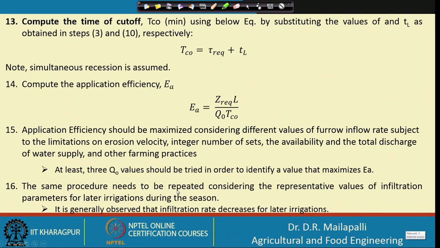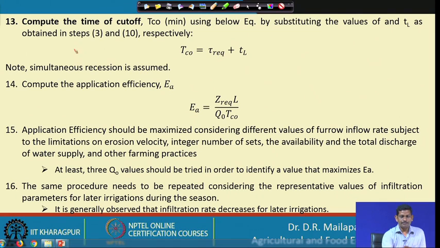Okay. And then compute the cutoff time. The previous flow chart will give the T L, and then tau required, again using the Newton-Raphson technique. So, this is the cutoff time. This cutoff time is really required to match the Z required, the infiltration time.